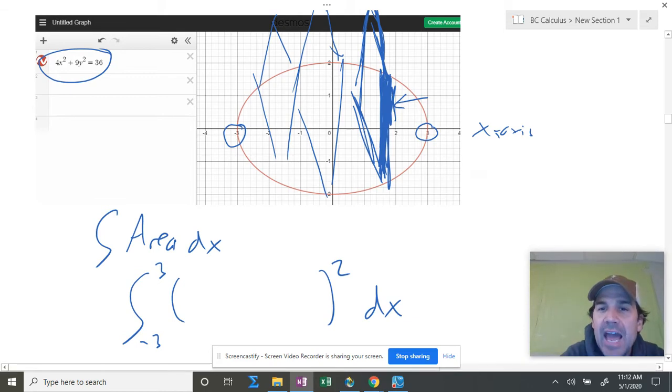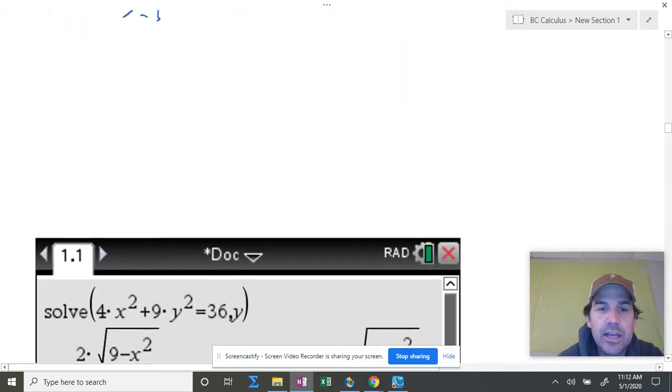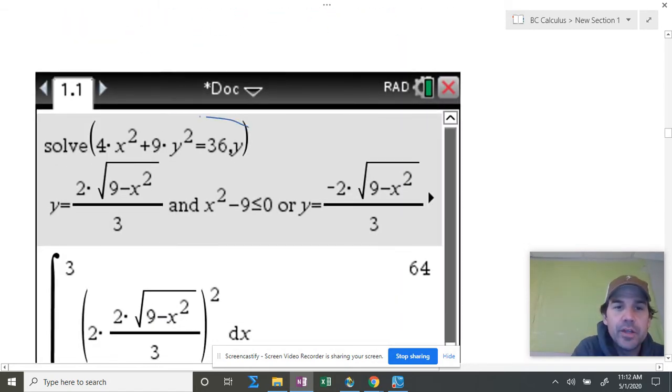But then that only gives me half of it. Then I need to double it. So it's 2 times whatever my function is in terms of x, dx. Everything's in terms of x. So in your calculator, you can solve this. You just solve comma y, so it'll put y in terms of x. So here it is in terms of x.